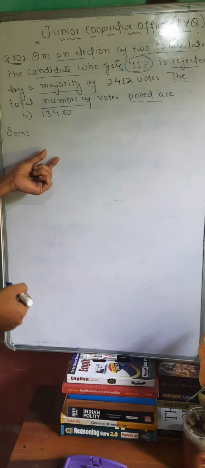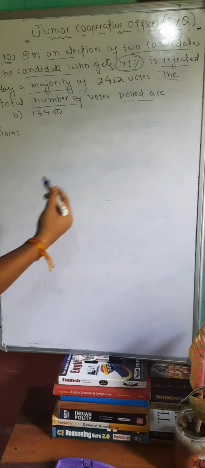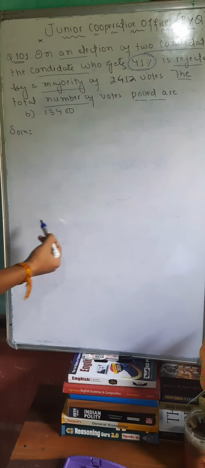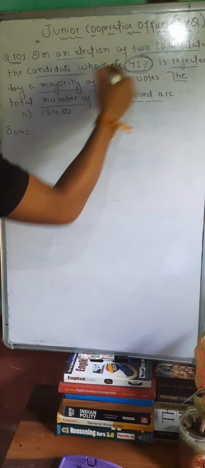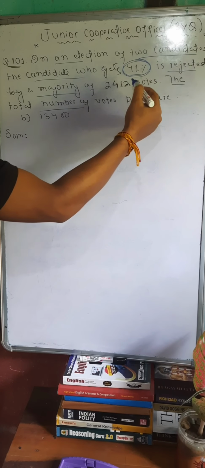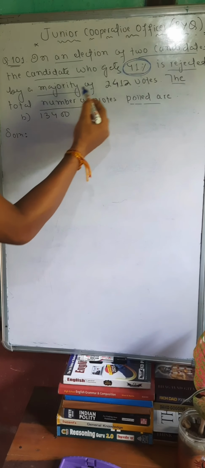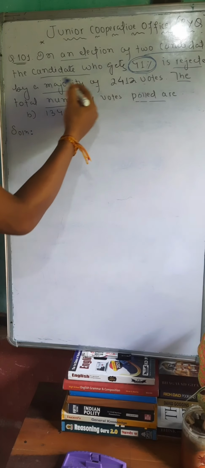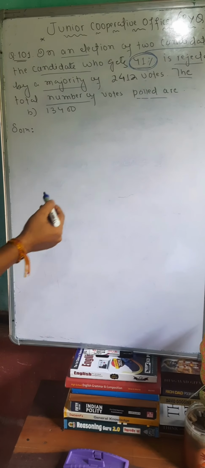So what is given in the question? Let us try to understand it first. In an election, there were two candidates. The first candidate got 41% of the vote, and the first candidate is rejected by a majority of 2412 votes. That means the first candidate lost the election. Then how many votes will the second candidate get? So let us solve.